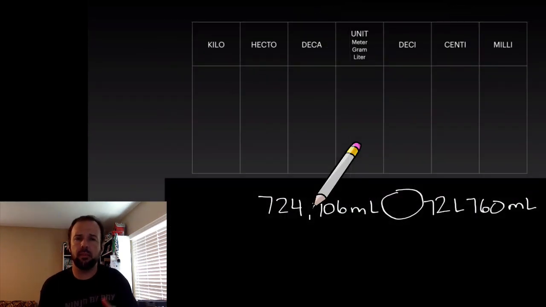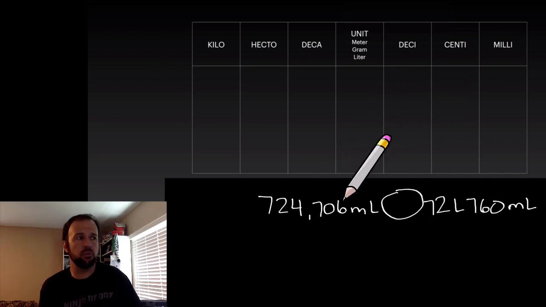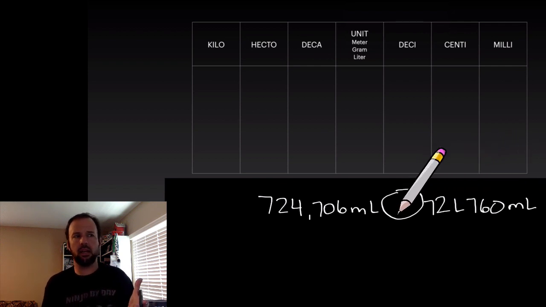Now, where this type of knowledge about place value and using a place value chart might come in really handy is when we're trying to compare different volumes or different weights or different lengths. So let's say, for example, down here I have 724,706 milliliters, and I wanted to see if it's greater than, less than, or equal to 72 liters, 760 milliliters. Right off the bat, that might be hard to envision or convert, because we're dealing with milliliters and then liters and milliliters, so we got some differences going on here.